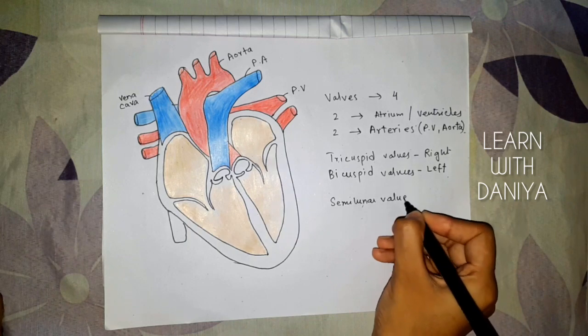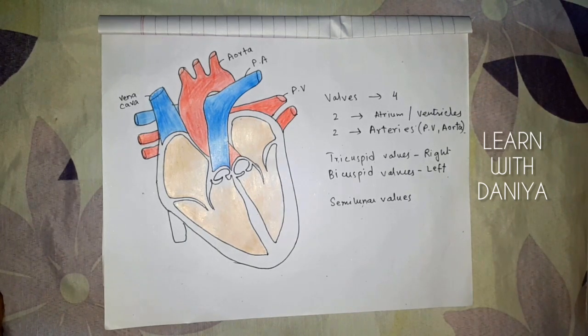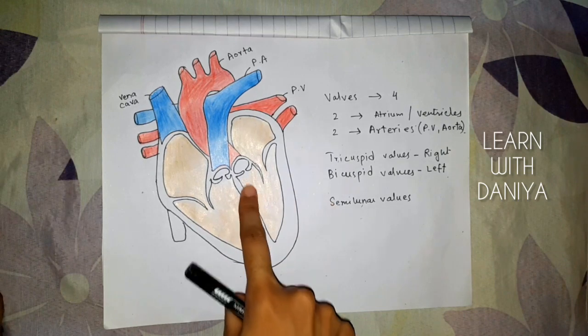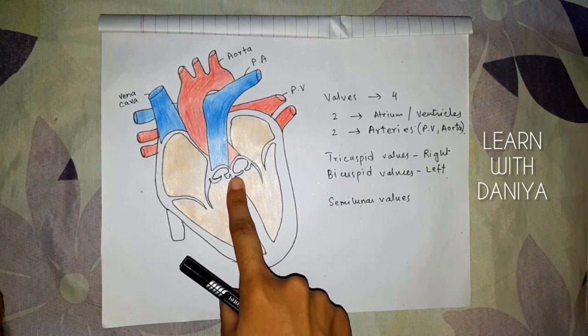These are called semilunar because they are of half moon shape. Semi means half, lunar means moon, and their shape is just like a half moon.